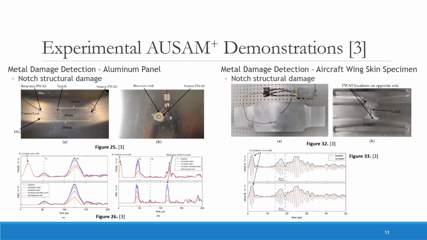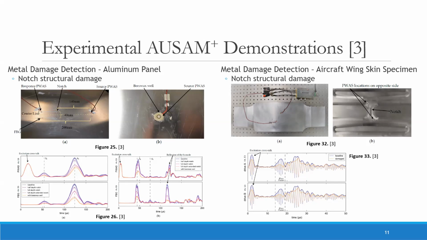The AU-SAM Plus system capabilities were demonstrated through damage detection of metal and composite aerospace structures. First, metal detection was done for both an aluminum panel and aircraft wing skin specimen. For both cases, a notch structural damage was placed in figures 25 and 32 as shown. For demonstrating the EM capability of self-diagnostics, Figure 25B shows a PWAS element exposed to beeswax and acetone to simulate sensor damage. For the aluminum panel, results show good stability for measurements at all frequencies for the PWAS element and some for the FBG sensors.